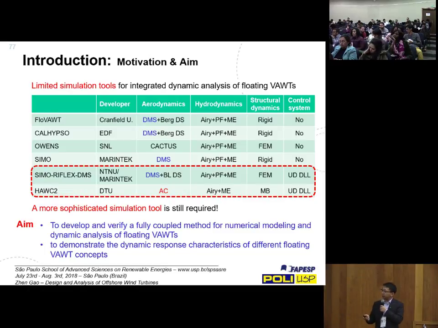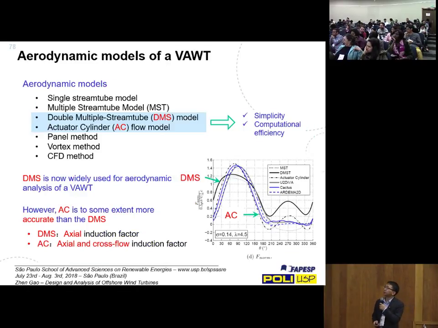So the purpose is to develop a fully coupled method for analysis of the floating vertical axis wind turbine. Basically, we use quite similar aerodynamic models and more or less the same hydrodynamic model as we can compare to other types of codes. There's a bigger variety of different methods for aerodynamics of vertical axis wind turbines. And you can go through to the CFD method as mentioned.